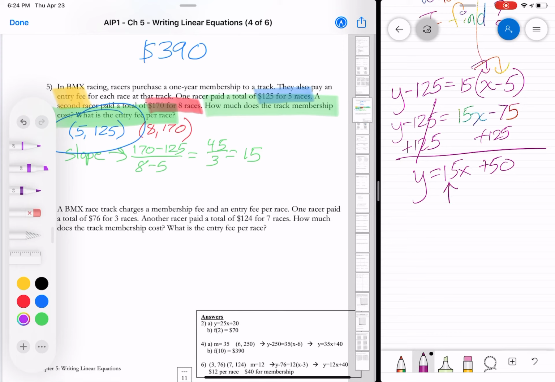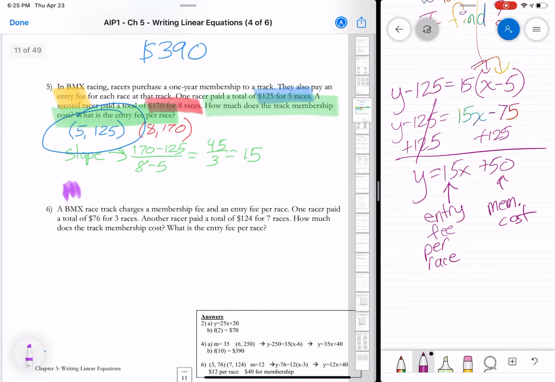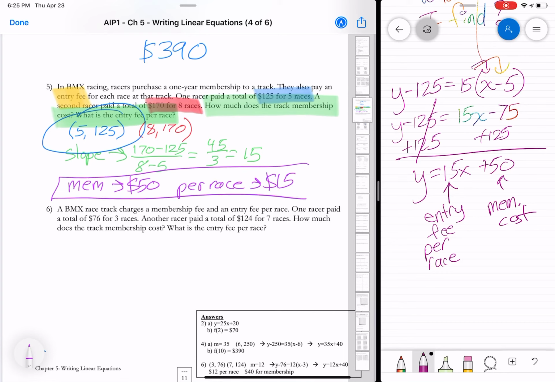here is our entry fee per race, right? Because it's what we're paying every single time, each time. And here is our membership cost. So we can write that here on the page or wherever you have it. So our membership cost is $50 per race. It costs $15. And that's our answer.